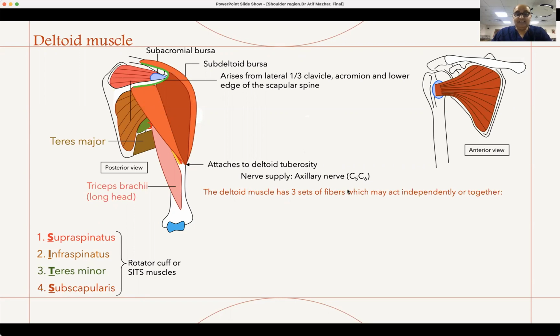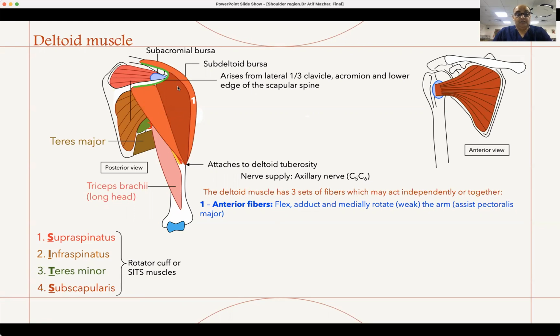Now these three sets, anterior fibers, what do they do? Their action, guys, deltoid is again very important. Flex, adduct. Supraspinatus was the initiation up till 15-20 degrees. Beyond that, up till 90 degrees is the job of deltoid. So flex, adduct, and medially rotate.